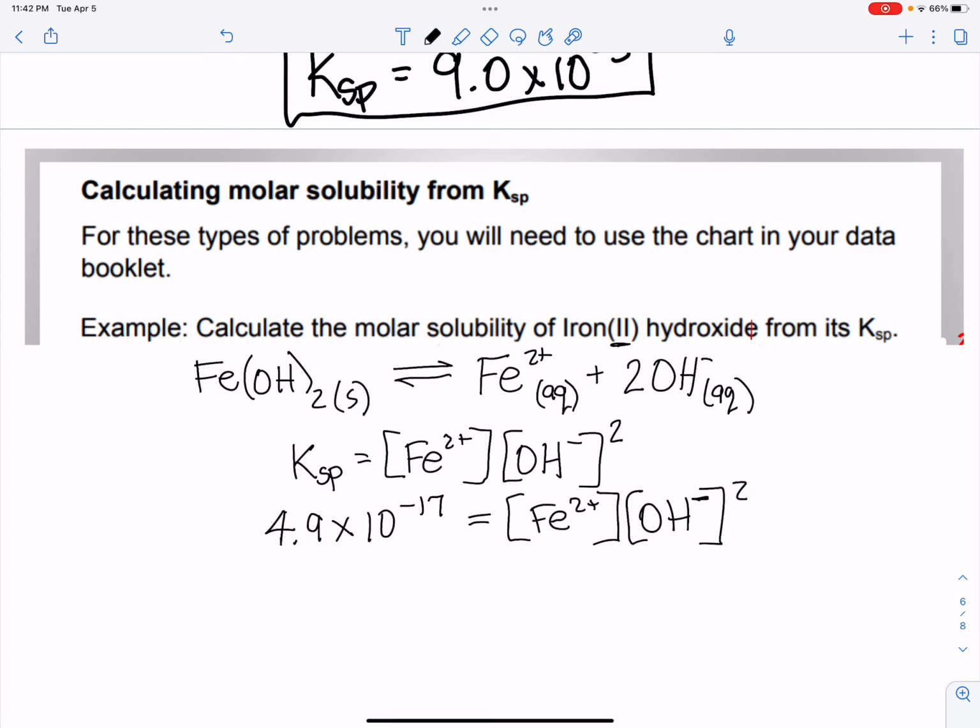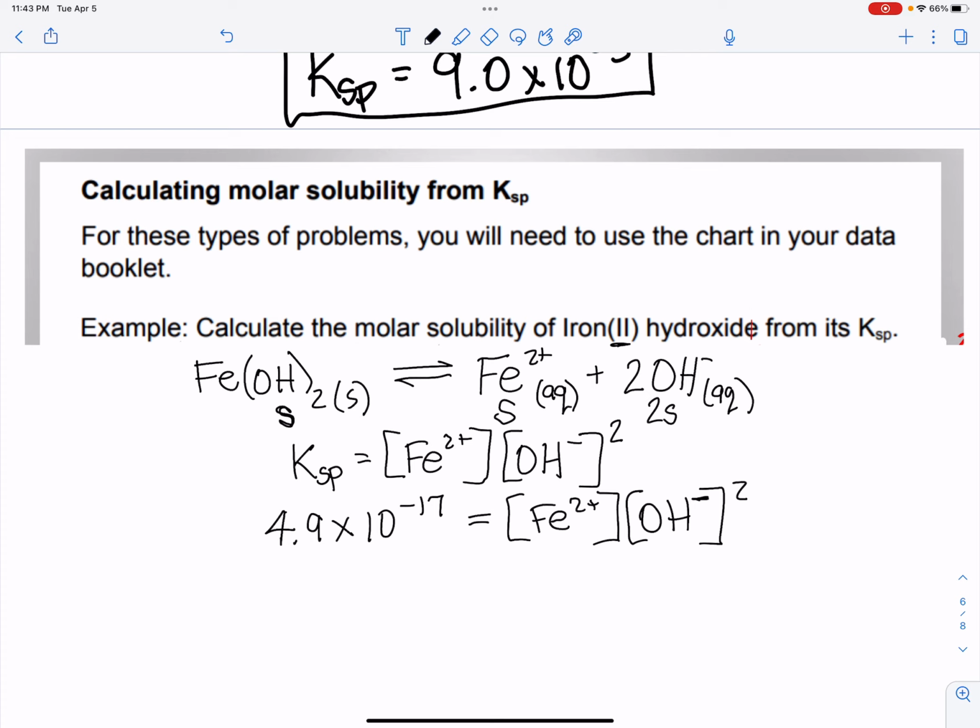Now we've got 2 unknowns here. However, we also know we've kind of got a ratio here. So if you think about it, when we're given molar solubility, and I'm just going to use S to represent solubility here, if we knew the molar solubility, then I'm going to have a 1-to-1 ratio with the iron ions and the iron 2 hydroxide, but a 2-to-1 ratio with the hydroxide. So it's like taking that molar solubility and multiplying it by 2.